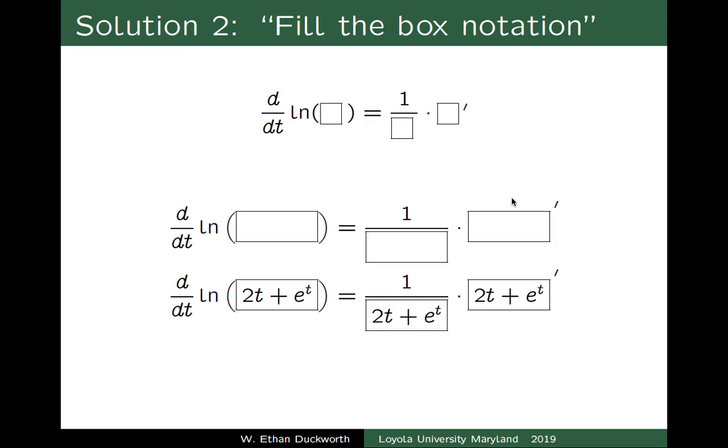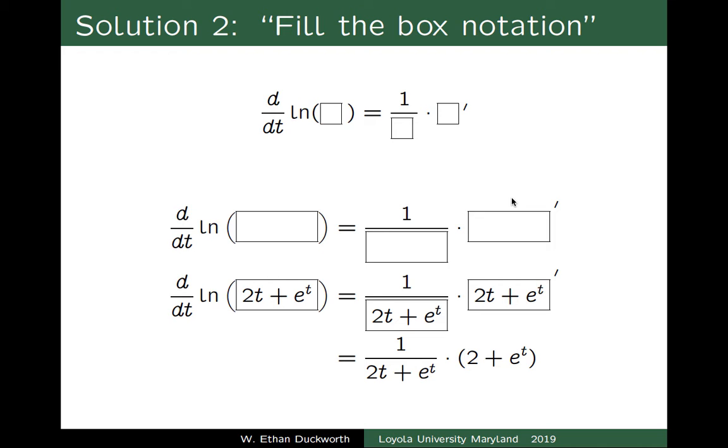So this says the derivative of ln of 2t plus e to the t is equal to 1 over 2t plus e to the t times 2t plus e to the t prime. And that last prime means that we aren't done yet. We still need to take that last derivative and then we'll be done. But as long as you have that prime there, you haven't taken it yet. So I'm just going to write one more line, and I will also get rid of the boxes. So this is 1 over 2t plus e to the t times 2 plus e to the t.